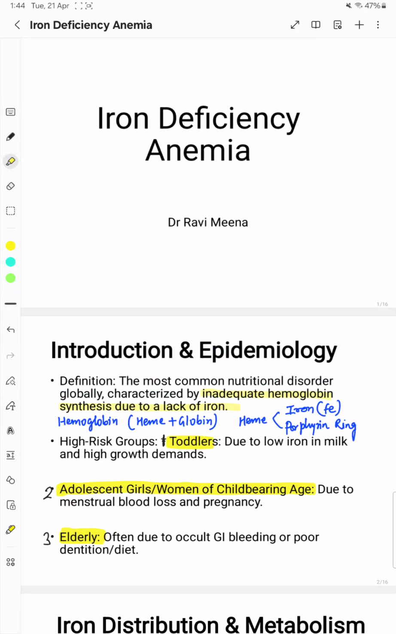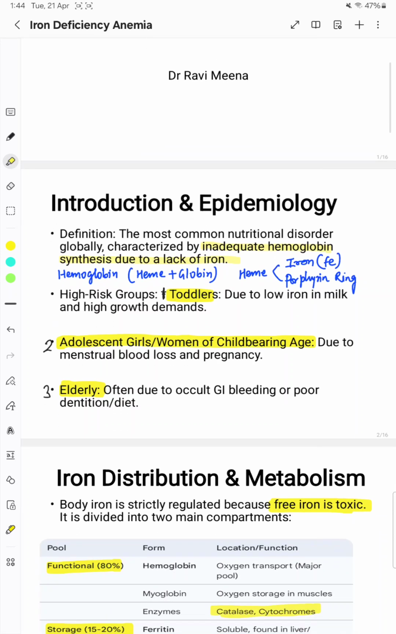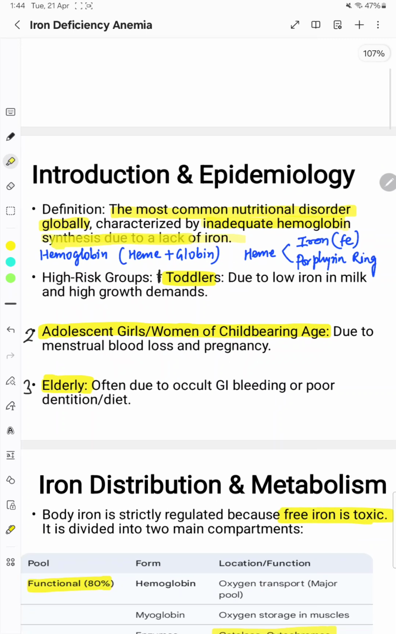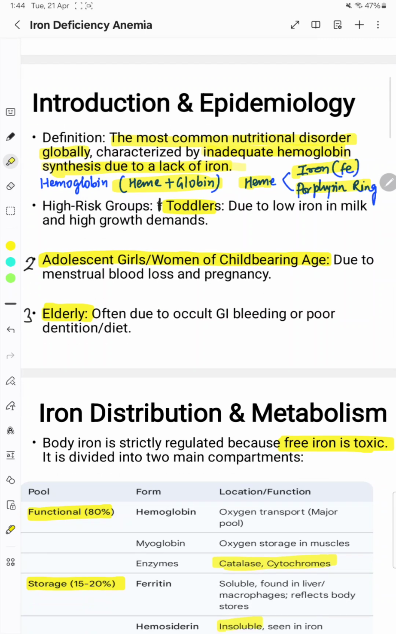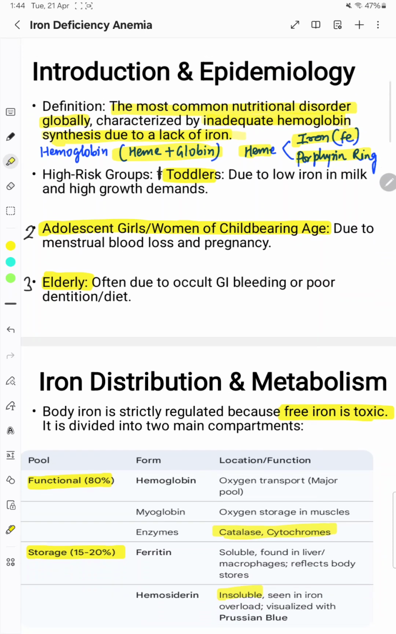Hello everyone, in this video we will discuss iron deficiency anemia. Iron deficiency is the most common nutritional disorder globally. This is characterized by inadequate hemoglobin synthesis due to lack of iron. Hemoglobin is a blood pigment composed of heme and globin. Heme is composed of iron and porphyrin ring. So whenever there is deficiency of iron, this will result in decreased or inadequate hemoglobin synthesis.